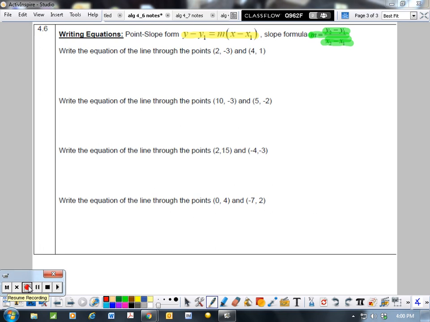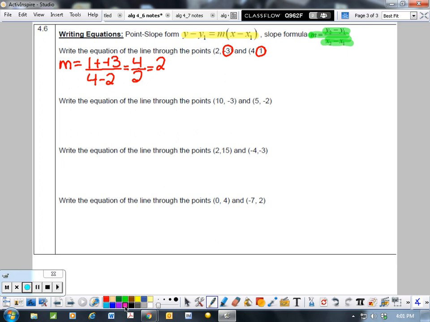Okay, so we're going to go ahead and we're going to write the equation of the line through the points 2, -3, and 4, 1. So to calculate slope, I start by subtracting my y's. So I'm going to do m equals, that's my slope, 1 minus -3, so I subtract those y's, over 4 minus 2. So on the top there, these negatives cancel out, so now I have 4 over 2, which gives me a slope of 2.